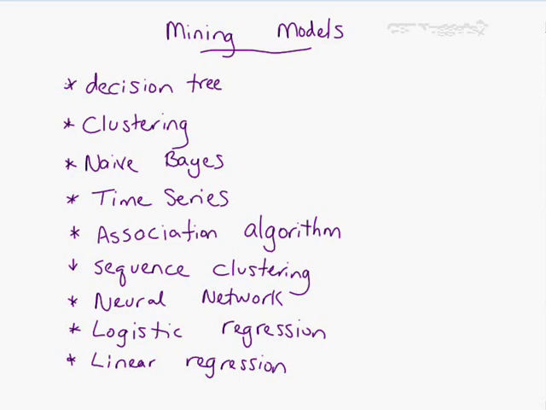Then we have sequence clustering. Sequence clustering is going to find events that are linked by following paths, otherwise known as sequences. An example of that might be the click paths on a website. For example, if a lot of users go from page A to page B, we can make a prediction that other users will do the same thing.